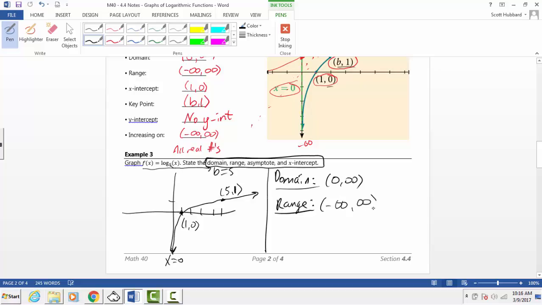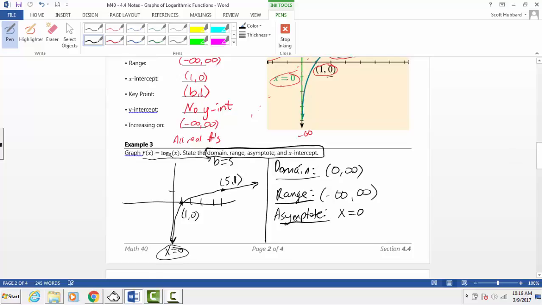And the asymptote, I already labeled it on the graph, but you can see here, this is the asymptote, x equals 0. Remember, it's a vertical asymptote, so we write it as a vertical line, x equals 0. And the x-intercept is right here at (1, 0).